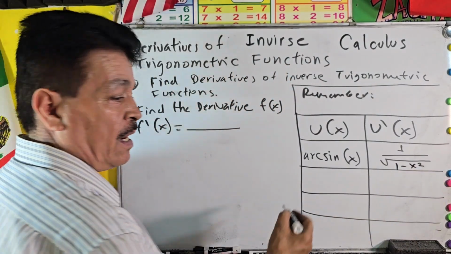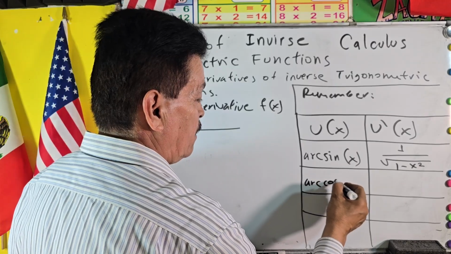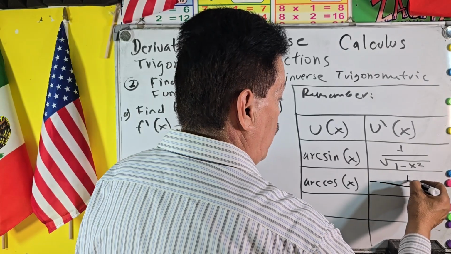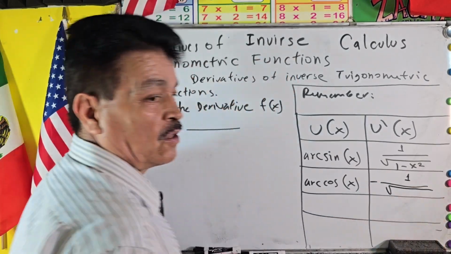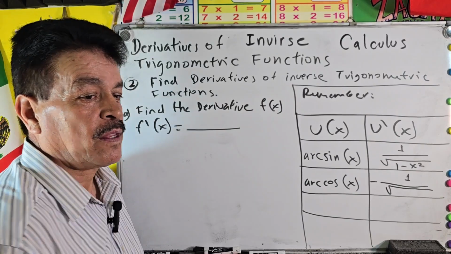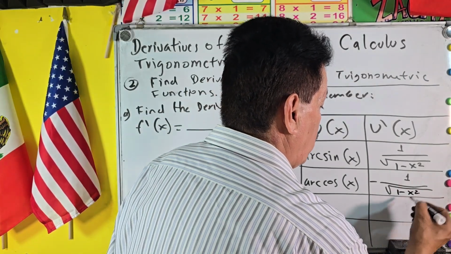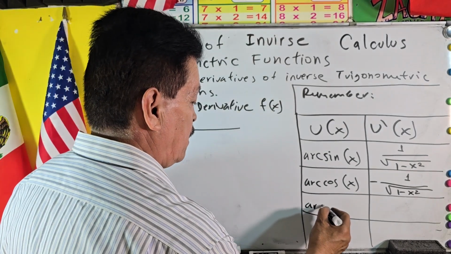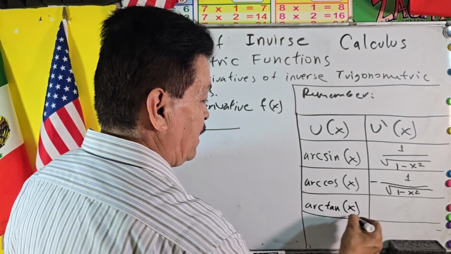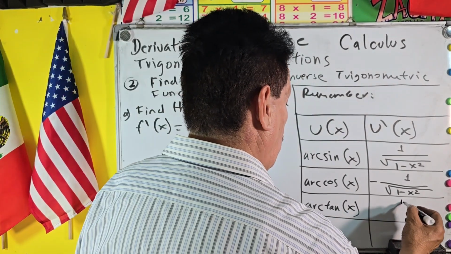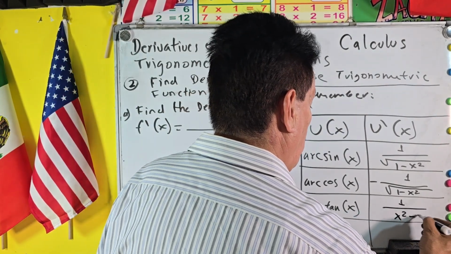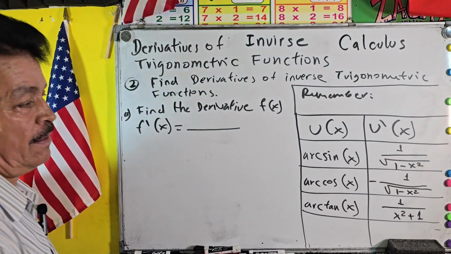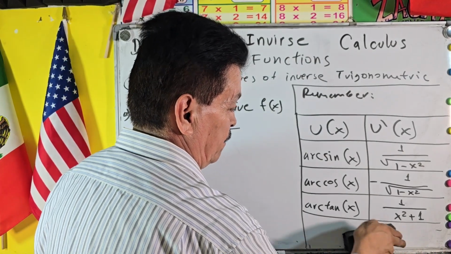And next we have arccosine of x, and for this we write negative 1 divided by the square root of 1 minus x to the second power. The next one, arctan of x: here we write 1 divided by x to the second power plus 1. Okay, this is the clue for our class.